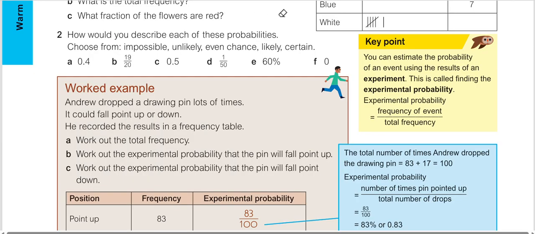Right, for the next question, question 2. How would you describe each of these probabilities? Choose from impossible, unlikely, even chance, likely, certain. For A, 0.4, what can you say? It's more like even chance because it's closer to 0.5. So you can say even chance. Can you note it down?